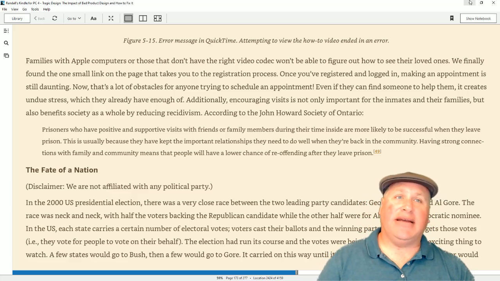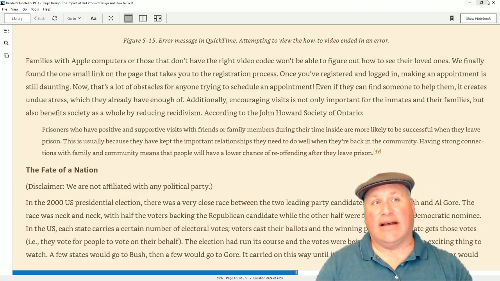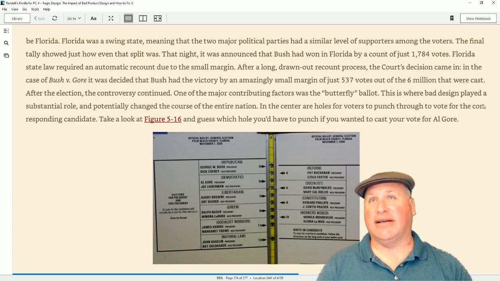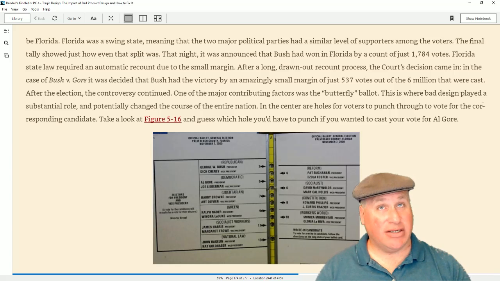It carried on this way until it became clear that the deciding factor would be Florida. Florida was a swing state, meaning that the two major political parties had a similar level of supporters among the voters. The final tally showed just how even that split was. That night, it was announced that George Bush had won in Florida by a count of just 1,784 votes. Florida state law required an automatic recount due to the small margin.